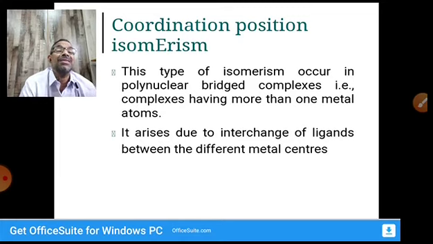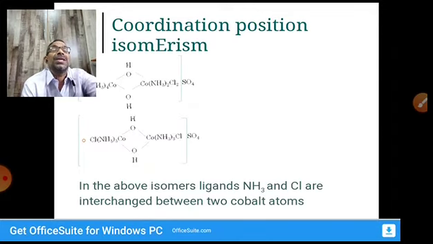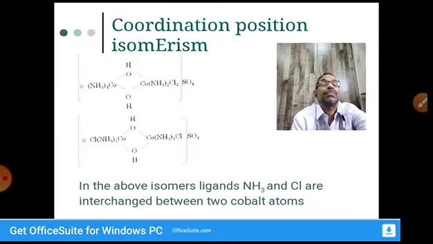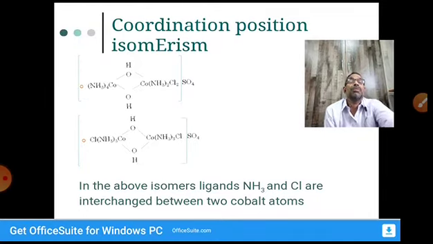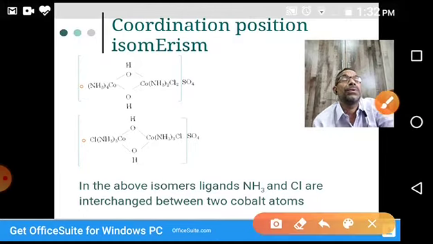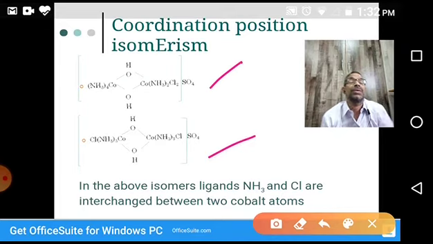It arises due to interchange of ligands between the different metal centers. So coordination position isomerism arises due to interchange of ligands between different metal atoms. You see, one example is here. They both have the same formula. This is one compound, this is the second isomer. These two are called coordination position isomers.